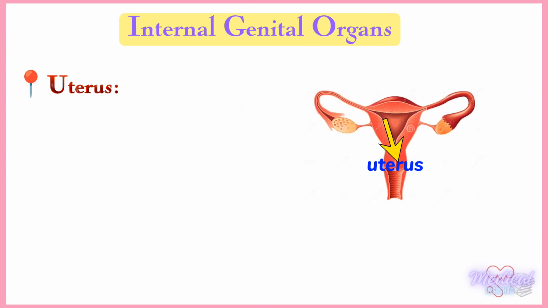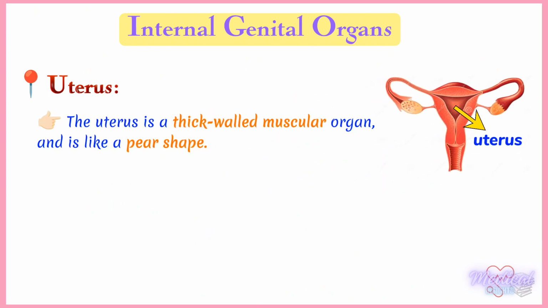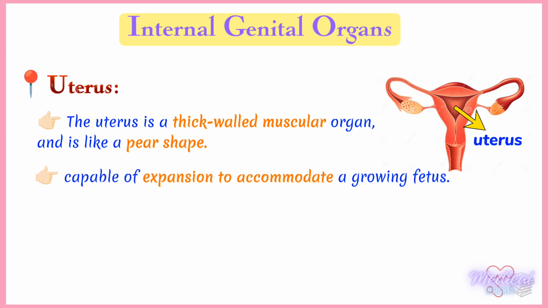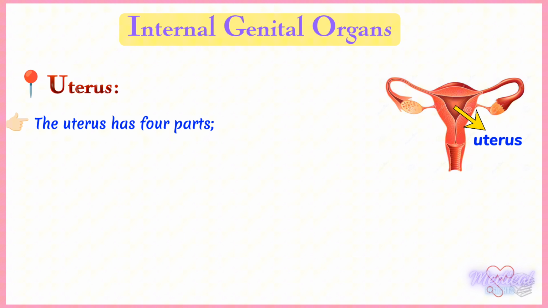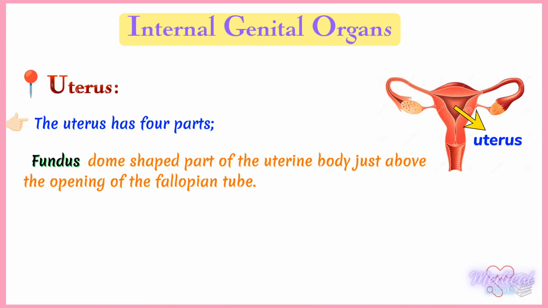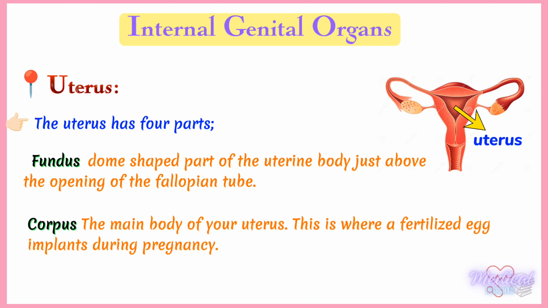Uterus. The uterus is a thick-walled muscular organ and is pear-shaped. It is capable of expansion to accommodate a growing fetus. It is connected distally to the vagina and laterally to the uterine tubes. The uterus has parts. Number 1, fundus. It is the dome-shaped part of the uterine body just above the opening of the fallopian tube. Number 2, corpus, the main body of your uterus.